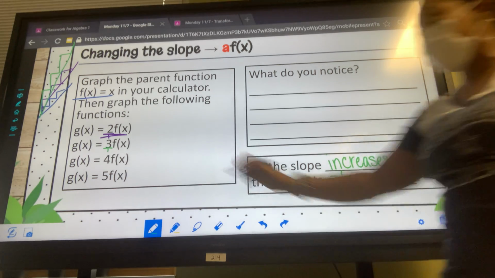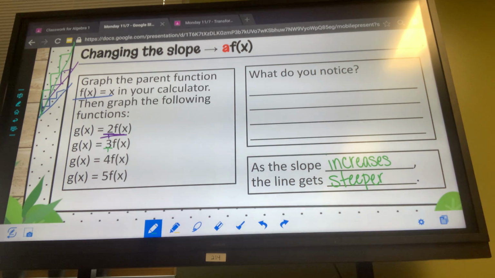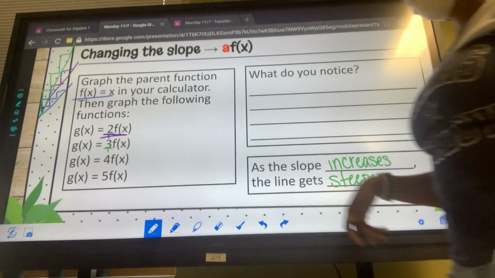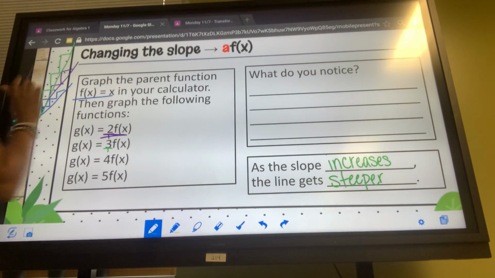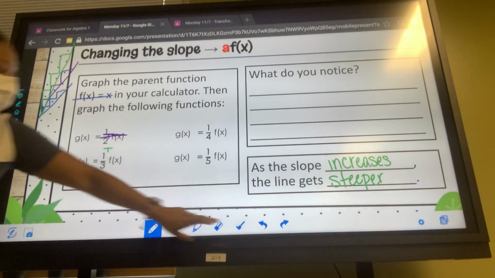As the slope, here's the slope, right? The number in front of x is your slope. The bigger that number gets, the steeper your line gets, period. The line is going to get closer and closer to your y-axis. It looks taller, looks longer.